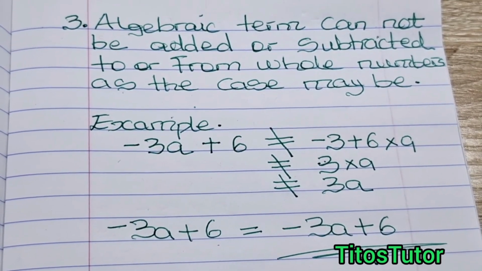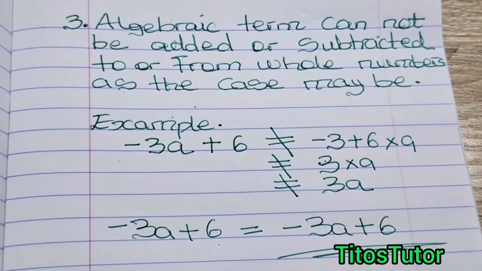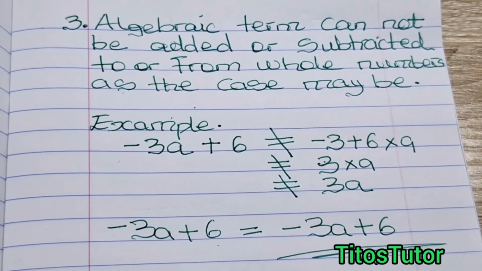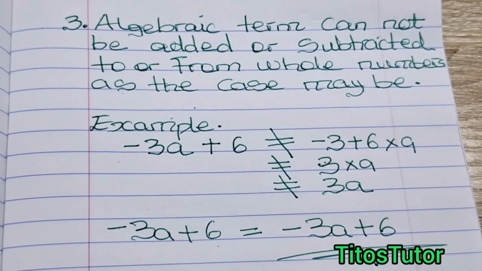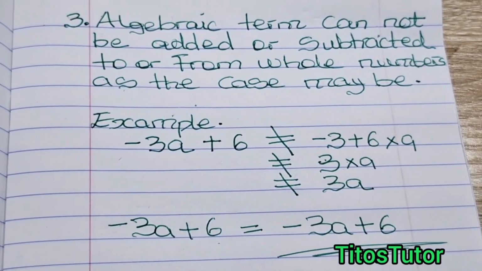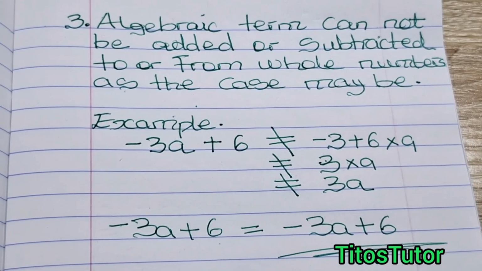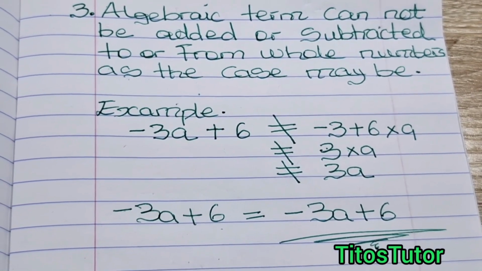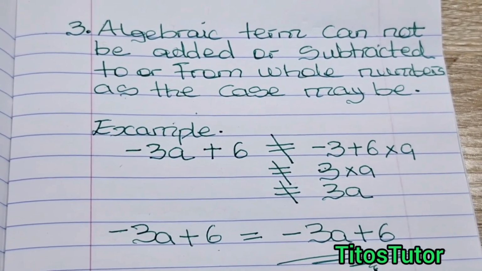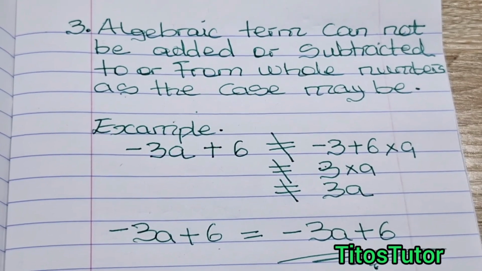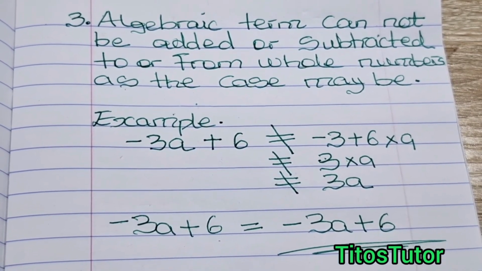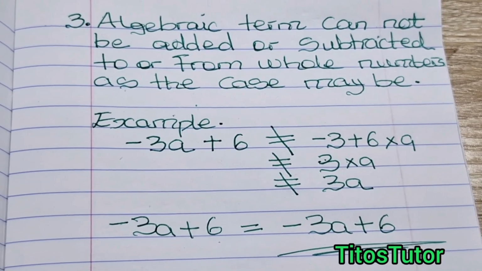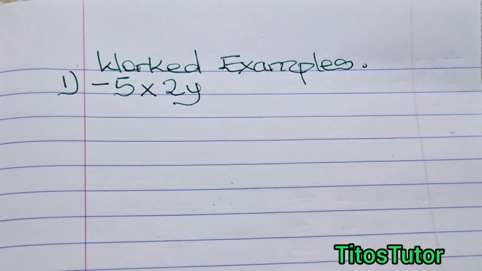So you can't say 6 minus 3 is 3 and you multiply that by a and you now get a final answer 3a. No, not done, right? So negative 3a plus 6 remains negative 3a plus 6. It cannot be simplified. So now let's go into some worked examples so you can see how to simplify algebraic expressions.